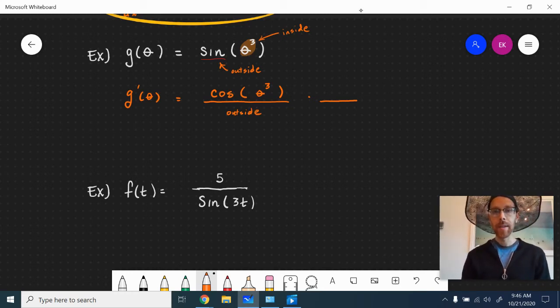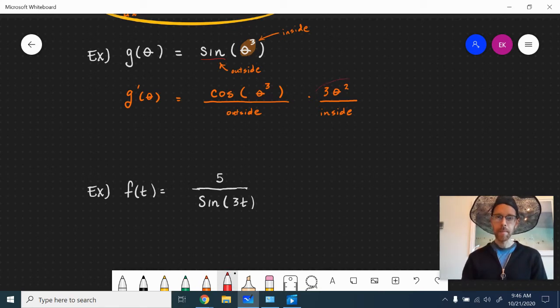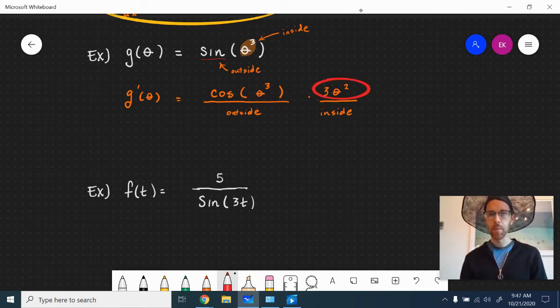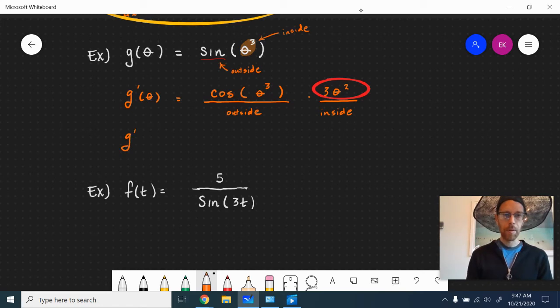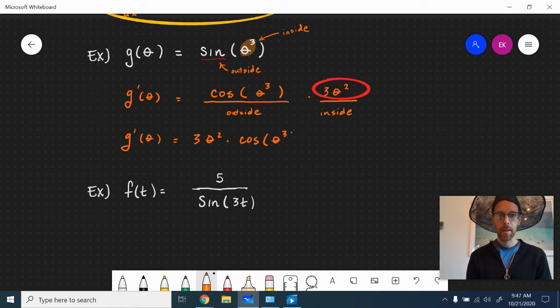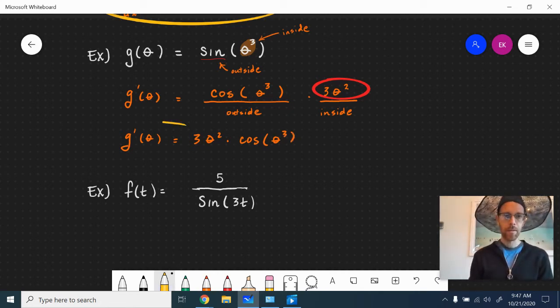In the second step, we'll say the inside is theta cubed. So the derivative will be 3 theta squared. 3 theta squared, that's a nice little circle or oval, whatever you want to call it. That's a power function. When you write your final answers, I want you to put power functions first. So before trig, so we would write this one as 3 theta squared times the cosine of theta cubed. That would be our best final answer.